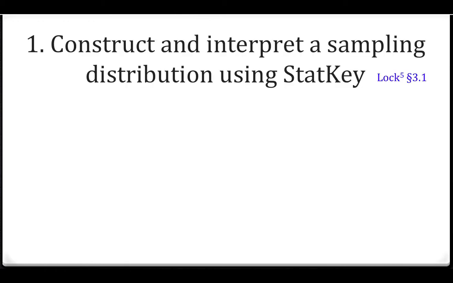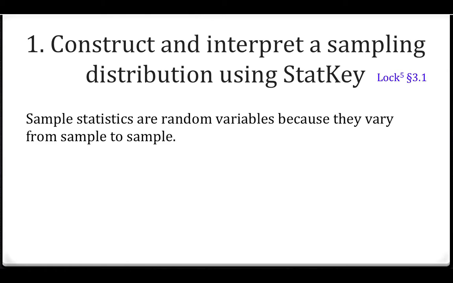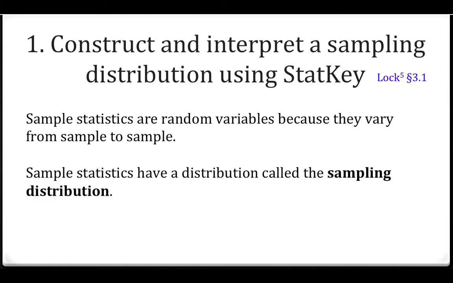Let's start with the first learning objective: construct and interpret a sampling distribution using StatKey. This is covered in section 3.1 of the Lock 5 textbook. We just saw that sample statistics are random variables because they vary from sample to sample. Sample statistics have a distribution called the sampling distribution.